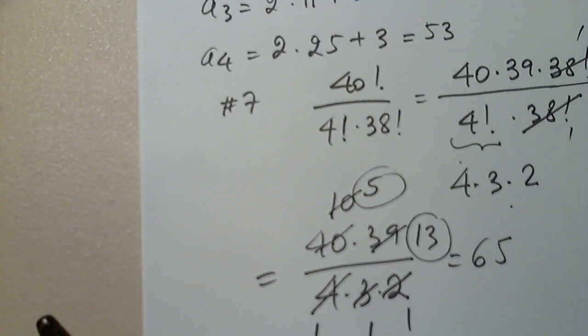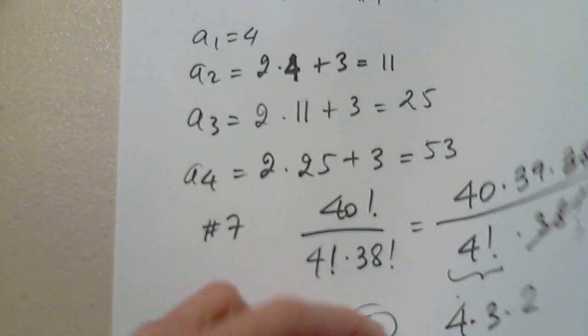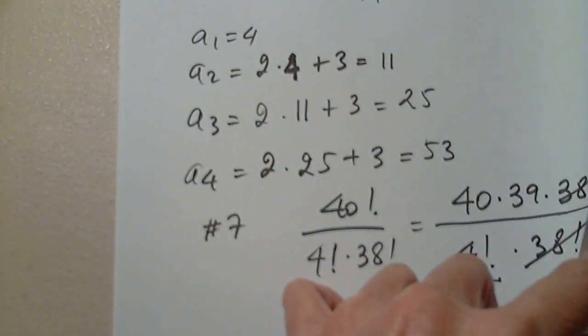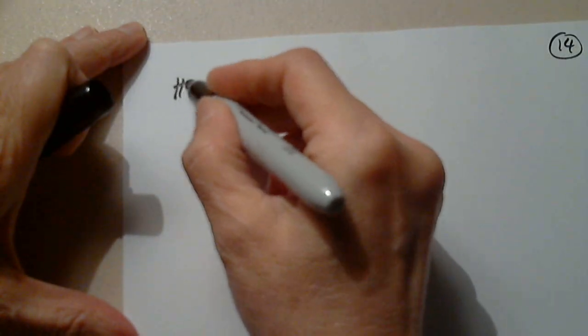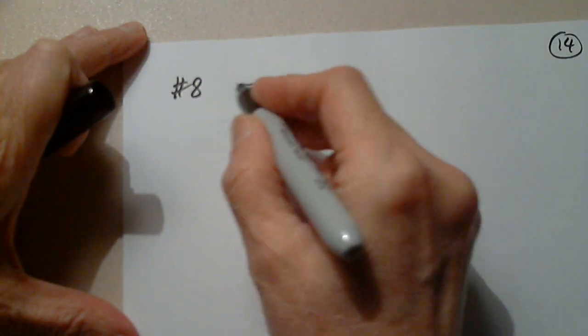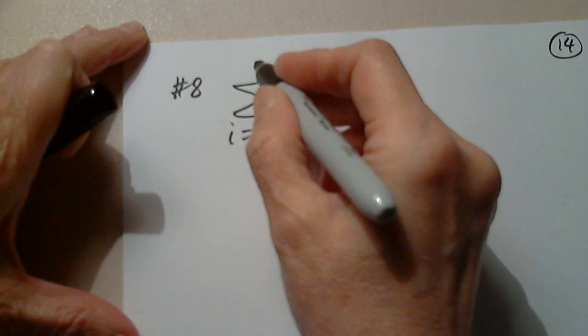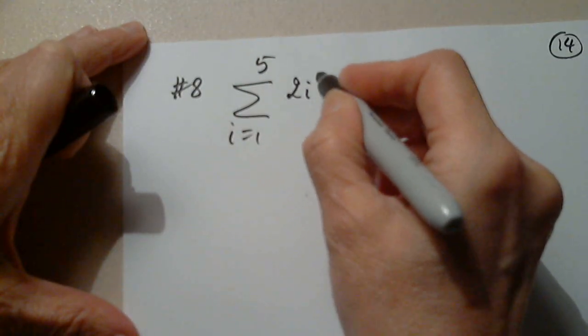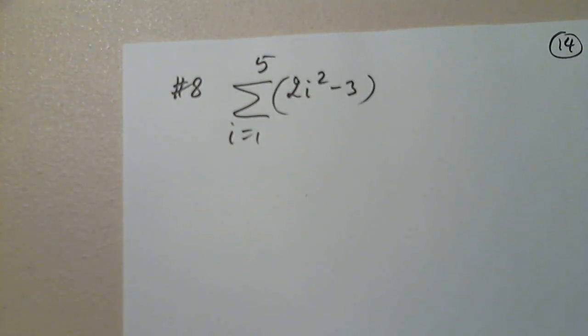Good. Let's also look at number 8. In number 8, we have the sum from i equals 1 through 5 of 2i squared minus 3.